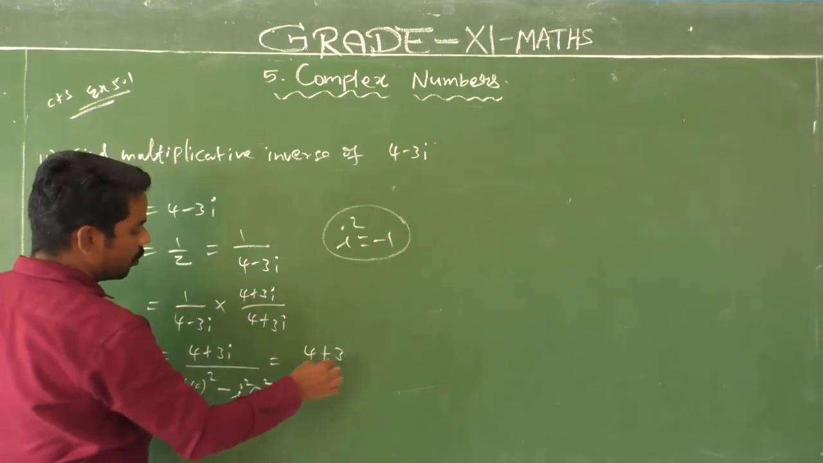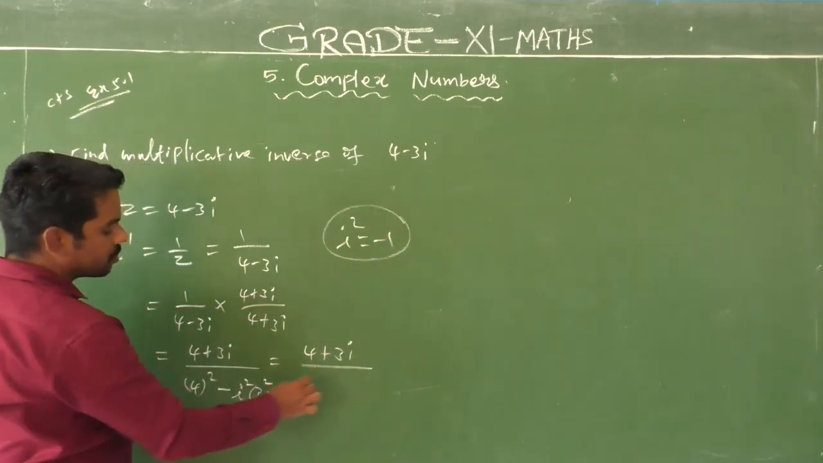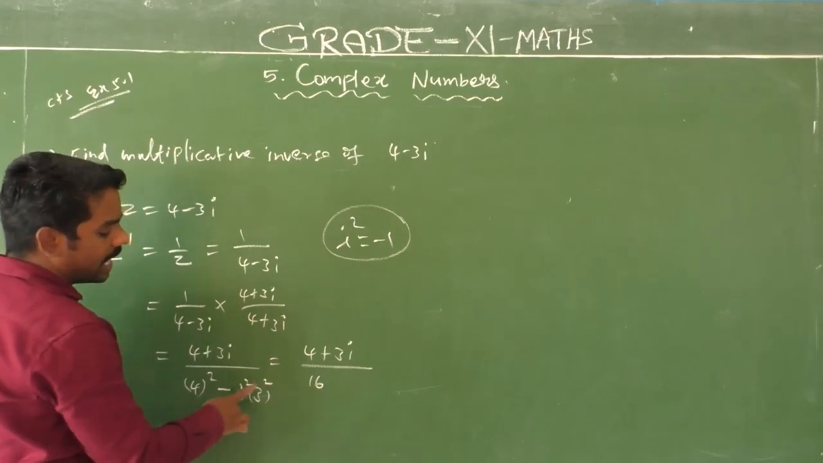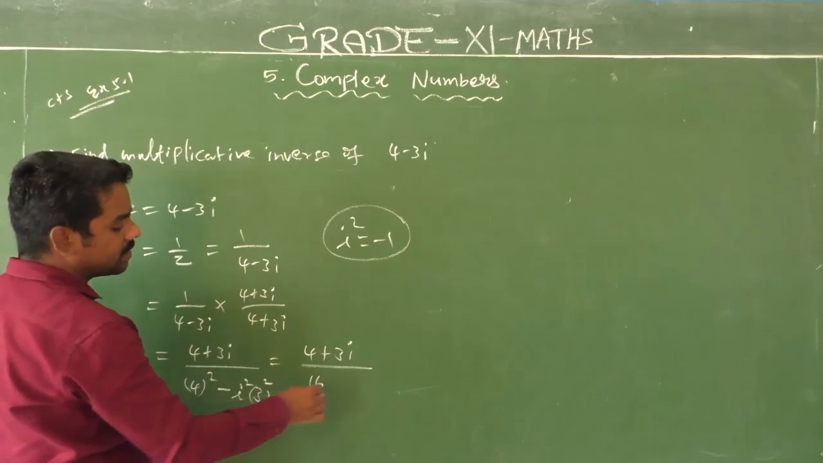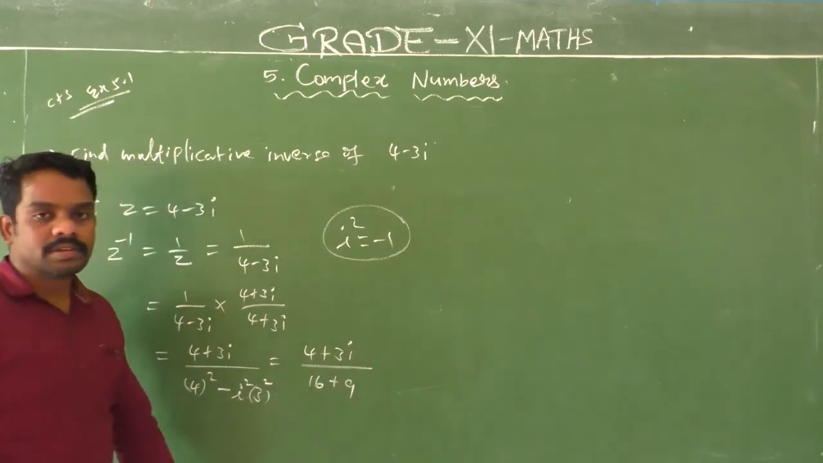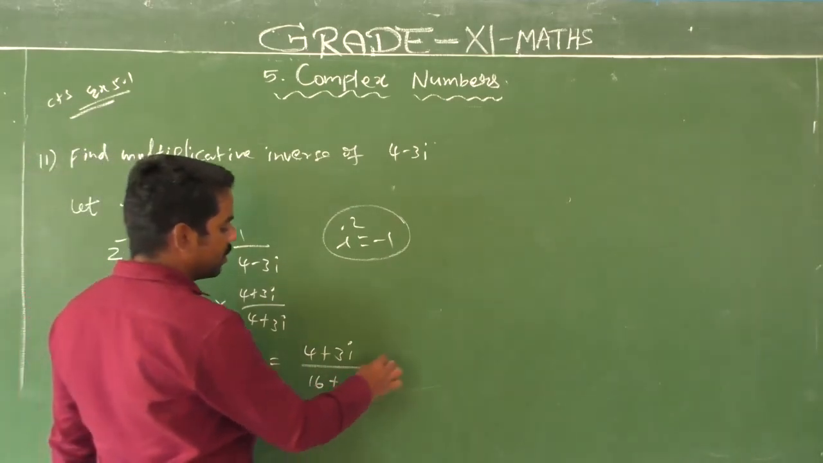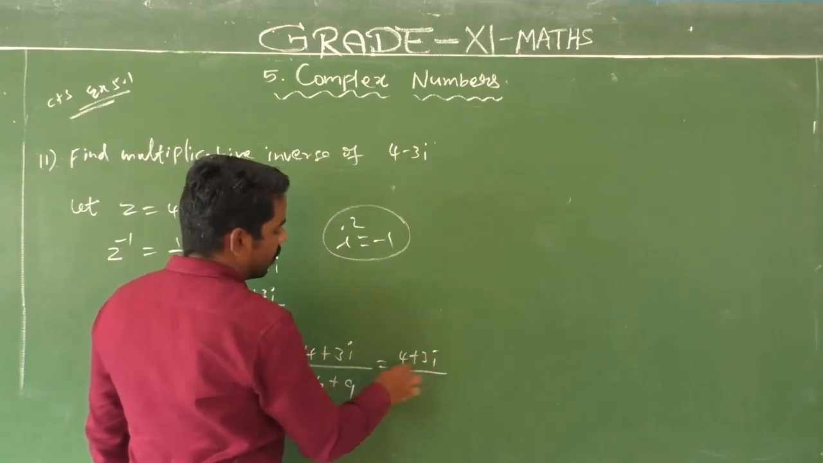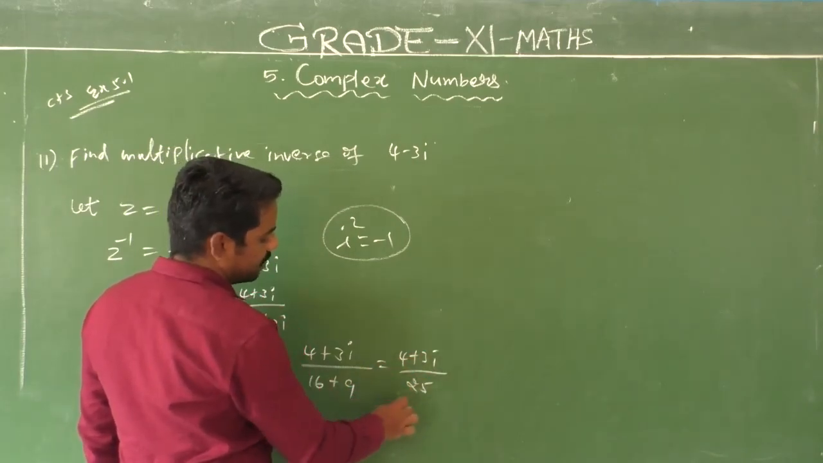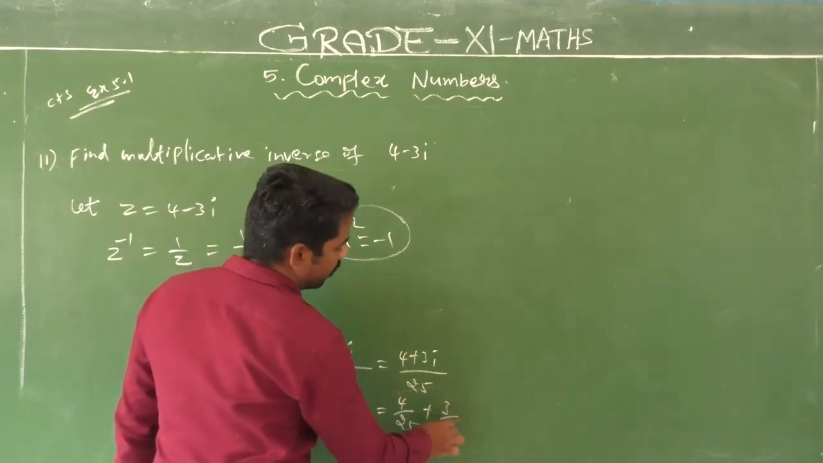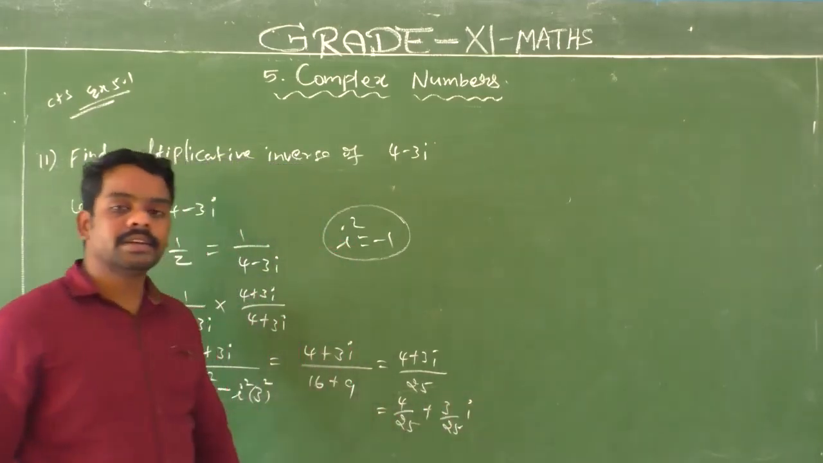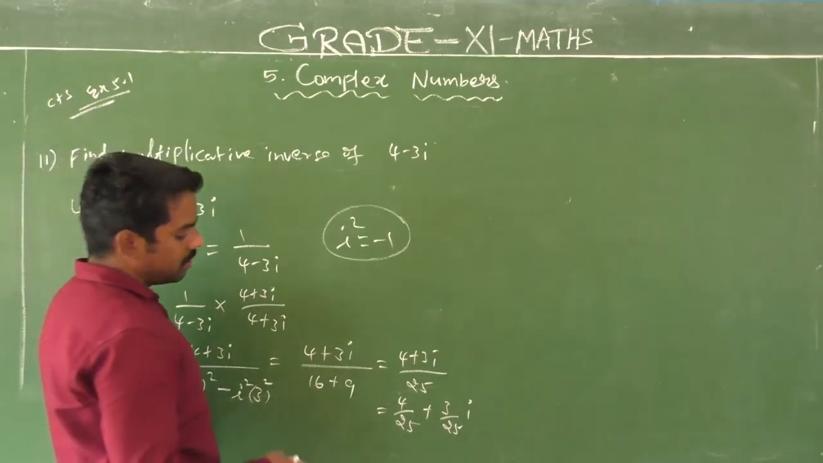So 4 plus 3i divided by 4 square is 16, minus i square, which is minus 1. Minus of minus 1 is plus 1, and 1 into 3 square is 9. So 4 plus 3i divided by 25 is written as 4 divided by 25 plus 3 divided by 25 i.